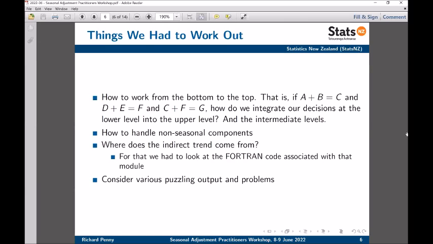Now, a thing you've got to realize is Statistics New Zealand, we publish trends. And one of the things we found, when we first started using it, was this indirect trend, and we wondered where it comes from. How is it calculated? Well, actually, nobody could tell us. So we pulled out the Fortran code and the modules, and we actually found what it's done.